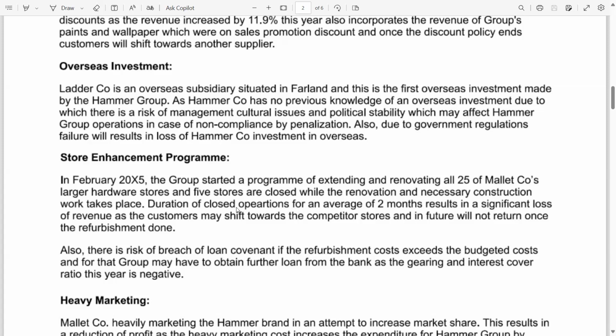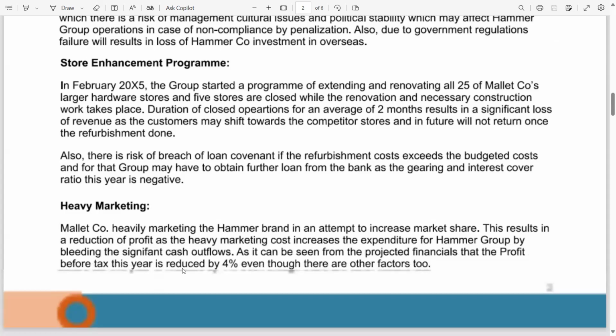Closure of operations for an average of 2 months results in a significant loss of revenue, as customers may shift towards competitor stores and in future will not return once the refurbishment is done. Also, there is a risk of breach of loan covenant if the refurbishment cost exceeds the budgeted cost, and for that the group may have to obtain further finance from the bank. As the gearing and interest cover ratio this year is negative, it may be difficult for the group to obtain further finance.